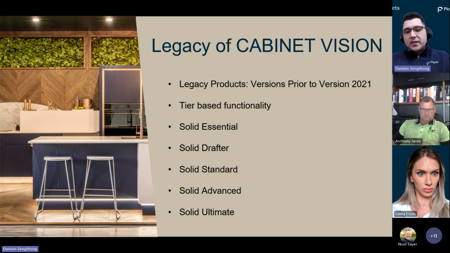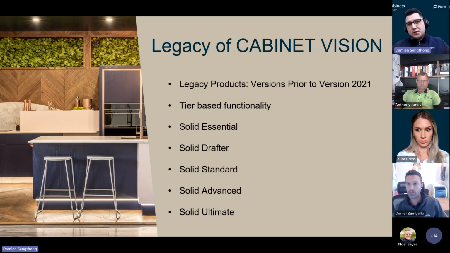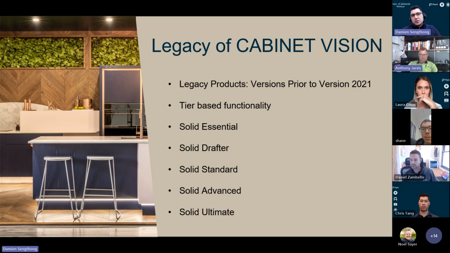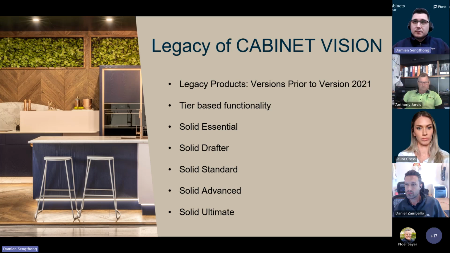I'd like to start off with explaining the legacy of Cabinet Vision. What I mean by legacy is any version prior to version 2021. This includes versions 12, 11, 10, 9, all the way back to 8 and all the older versions. The functionality of the legacy products was based off a tier system. Many of you would probably know this as Solid Essential, Solid Drafter, Solid Standard, Solid Advanced, and Solid Ultimate. Along with these, obviously, there were various configurations and packages within these tier levels.